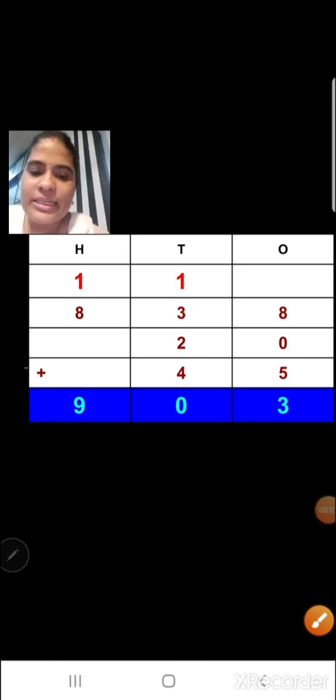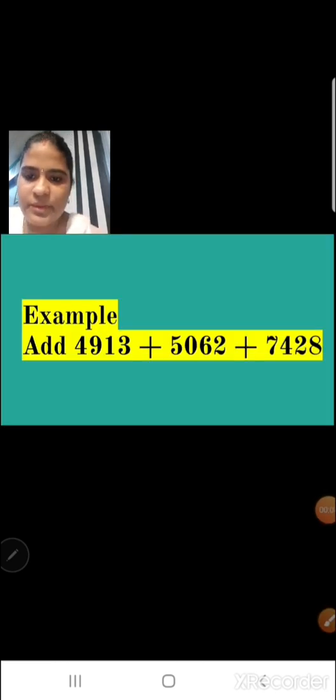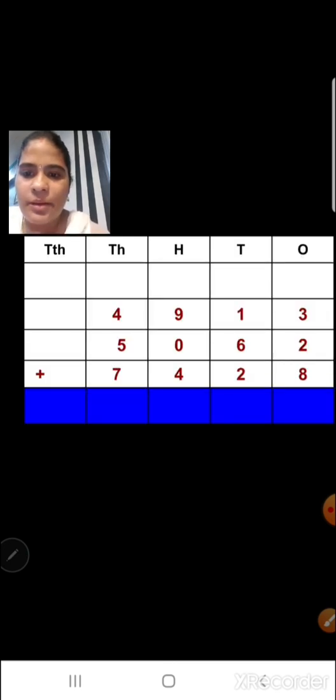Children, let us see one more example. We have to add 4,913 plus 5,062 plus 7,428. Here we have 3 numbers to add. Children, first draw your box properly, your columns, and write all the places: ones, tens, hundreds, thousands and 10,000. Children, place all the numbers in their proper place.